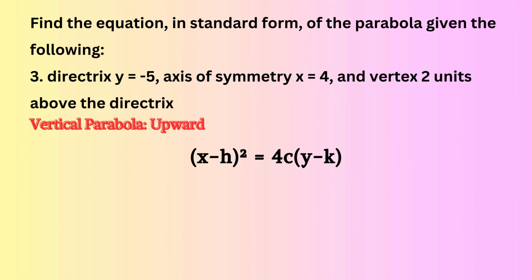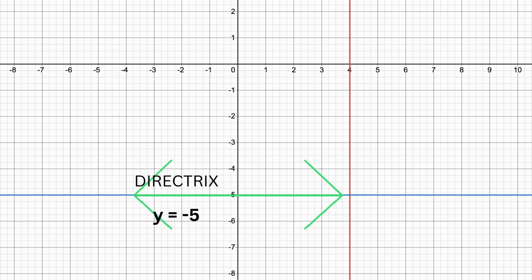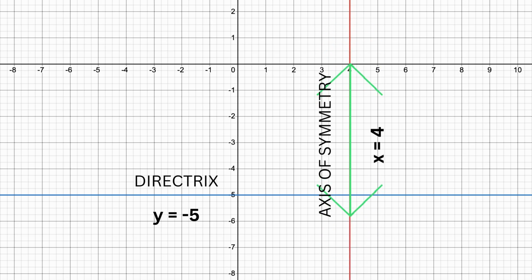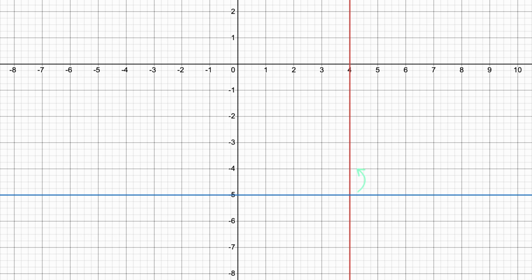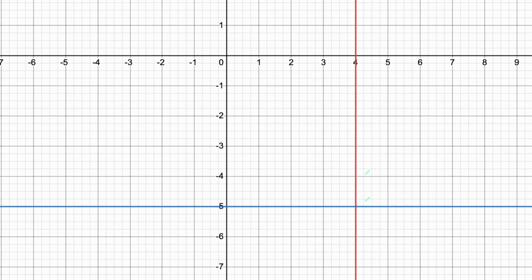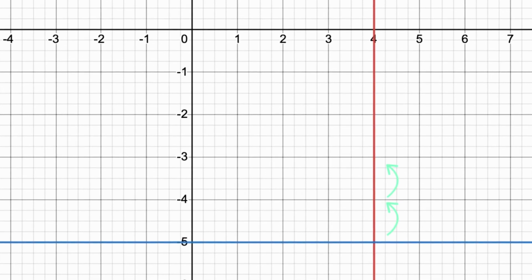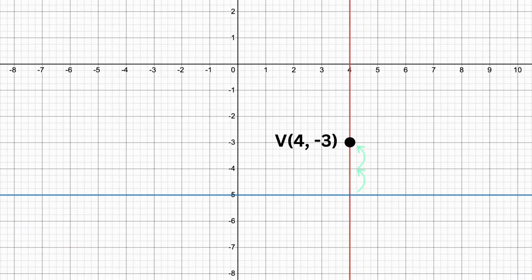To find c, we can visualize these givens on a Cartesian plane. This y equals -5 line is the directrix, while this x equals 4 line is the axis of symmetry. We learned that the axis of symmetry will always pass through the vertex and the focus. And it was given that the vertex is 2 units above the directrix. Hence, we can just count 2 units above the directrix to get the coordinates of the vertex, as long as it is on the axis of symmetry. And that would be (4, -3). The vertex is at (4, -3).